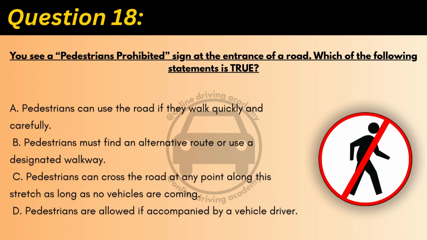You see a pedestrians prohibited sign at the entrance of a road. Which of the following statements is true? Is it option A, pedestrians can use the road if they are walking quickly and carefully? Is it option B, pedestrians must find an alternative route or use a designated walkway? Is it option C, pedestrians can cross the road at any point along the stretch as long as there are no vehicles coming? Or is it option D, pedestrians are allowed if accompanied by a vehicle driver? Now from these four options, only option B is going to tell us that pedestrians must find an alternative route or use a designated walkway. Therefore, option B will be your correct answer.